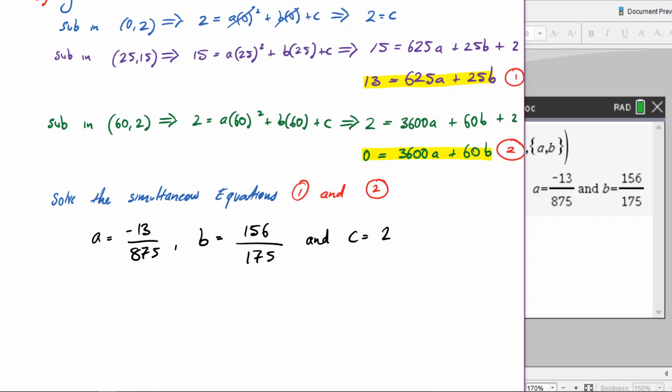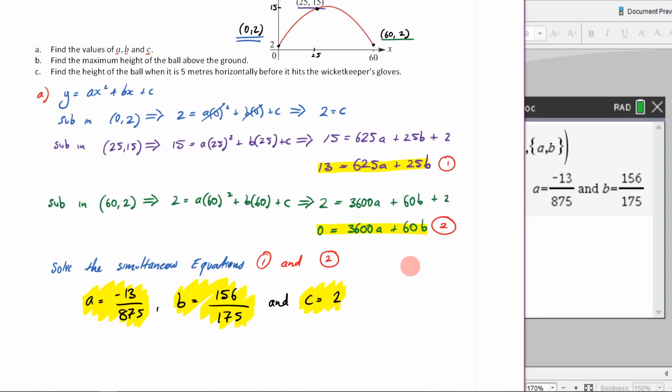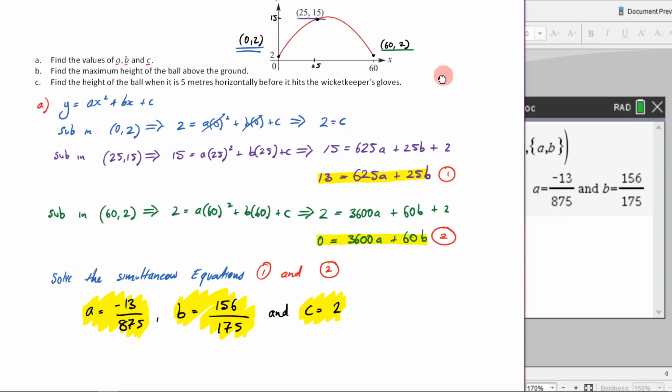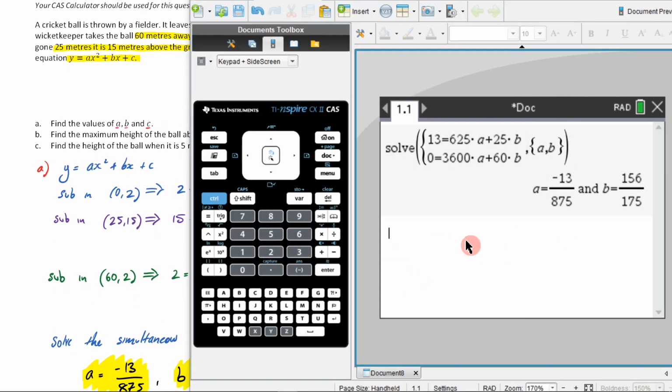After all is said and done, I've found out what my A is, I've found out what my B is, and I found out what my C is. Just like that. Remember, there is another way in which you could have done this substitution. You wouldn't do both ways, but I now just want to show you another way in which you could use your CAS to solve this question. This way works very well. It's just a bit of a quicker way, and I think it'll be useful to you.